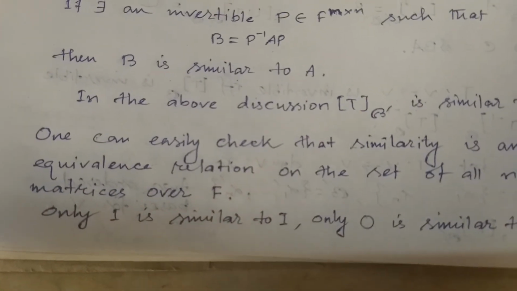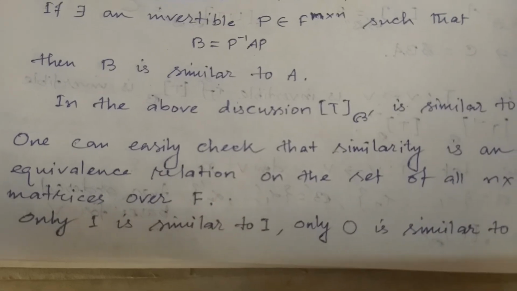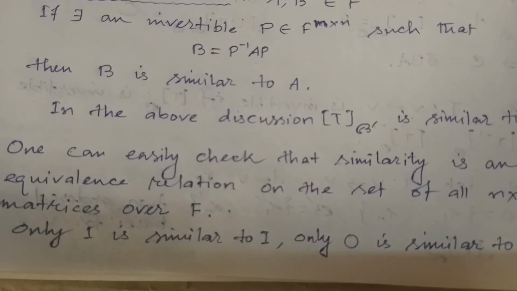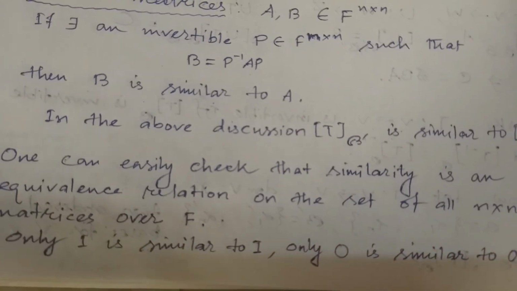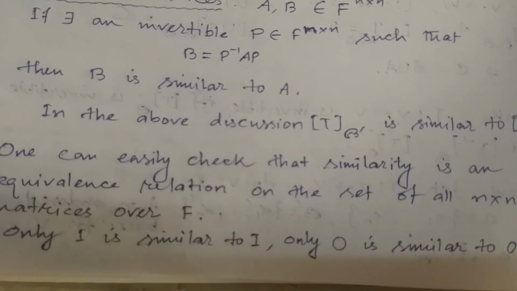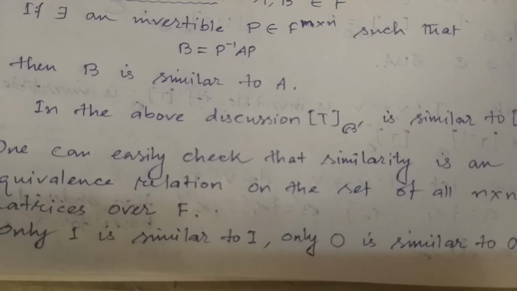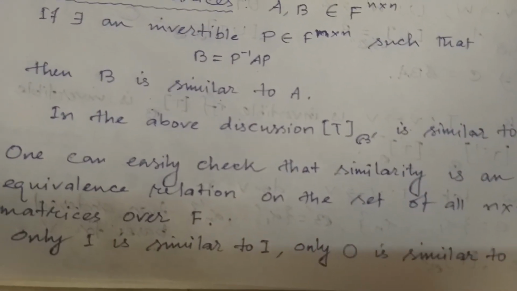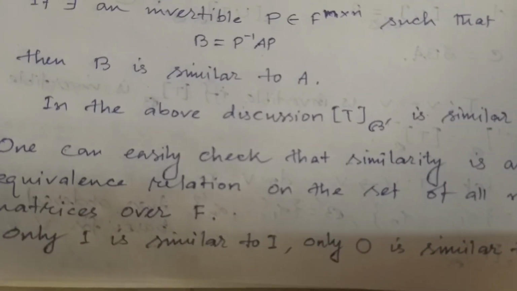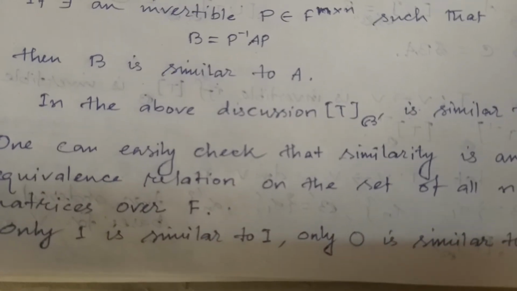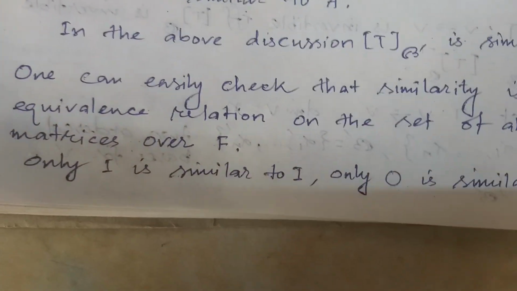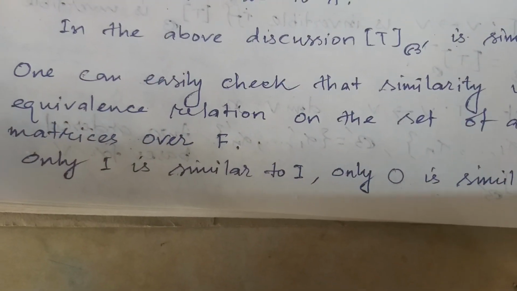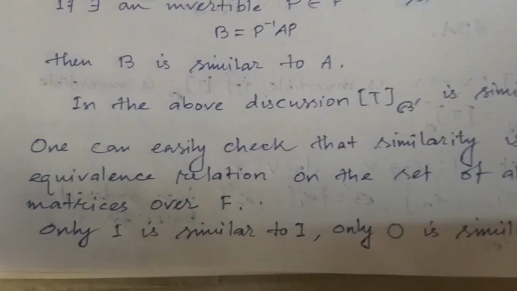Next you can check the transitivity. If A is similar to B and B is similar to C, then you can easily check that C equals some X inverse A X. This is proved by using the concept that if A and B are invertible and AB is conformable, then AB will also be invertible. Okay, that's all for today.